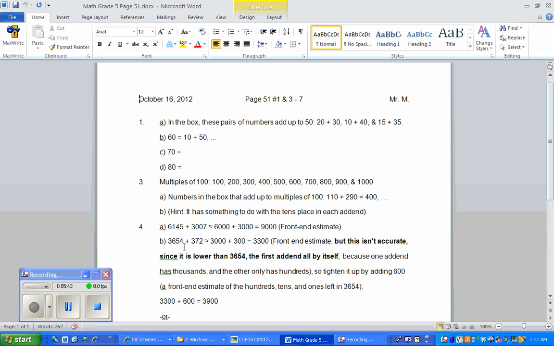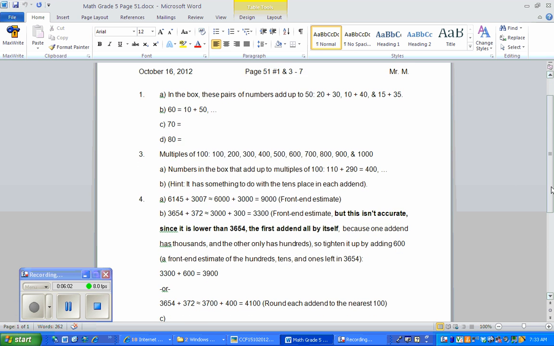I'm going to front-end estimate 654. And that will give me, since that's a front-end estimate of the hundreds, tens, and ones in 3,654, the 3,300 that I started with plus that 600, which is 3,900.